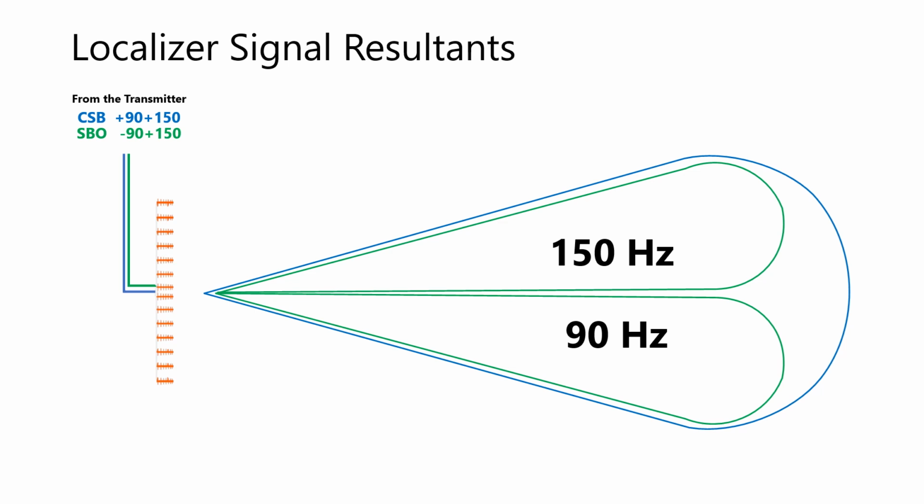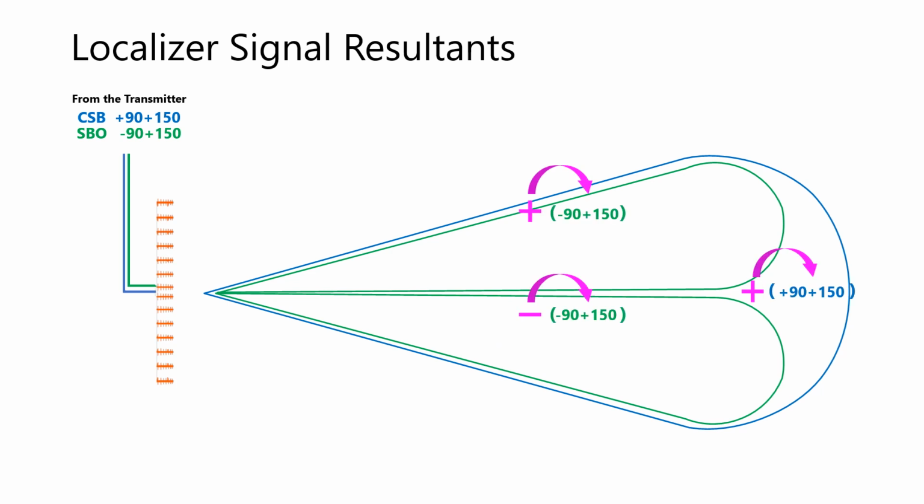Recall that 150 Hz predominates on the right of centerline and 90 Hz predominates on the left. We will now see how the audio phase relationships of the 90 and 150 Hz combine with the lobe phases produced by the antenna array to allow for this result. This assumes CSB and SBO are properly phased to each other. And here we see the relative RF lobe phases in magenta again.